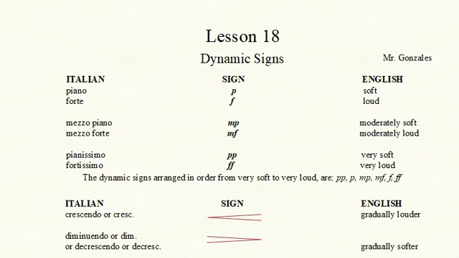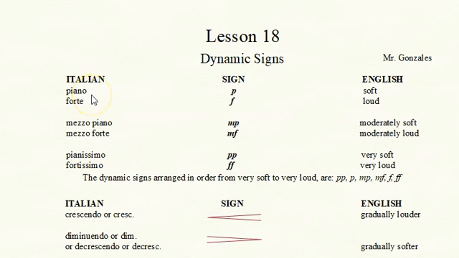The main objective of this lesson is to be able to identify the dynamic sign and understand what its Italian word means in English. Let's get going. Dynamic signs indicate the volume, or how soft or loud the music should be played. Most musical terms are written in Italian, since Italian composers were among the first to write such instructions in their manuscripts. Here is a list of the most commonly used dynamic signs.